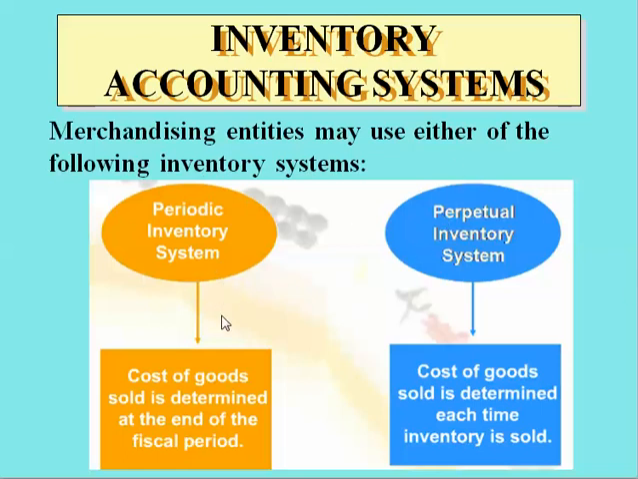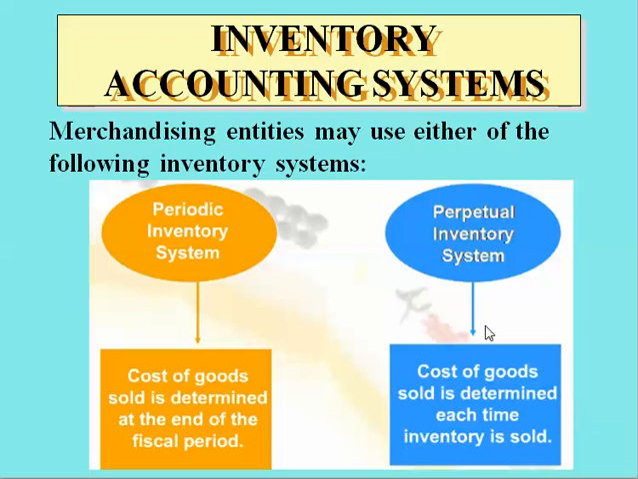system. Under a periodic inventory system, there's no attempt to account for the inventory that's been sold and to take it out of inventory or to charge it to our expense account, cost of goods sold, until the end of an accounting period. Under a perpetual inventory system, every time a piece of merchandise is sold, that merchandise comes out of our inventory and it gets charged to our cost of goods sold.